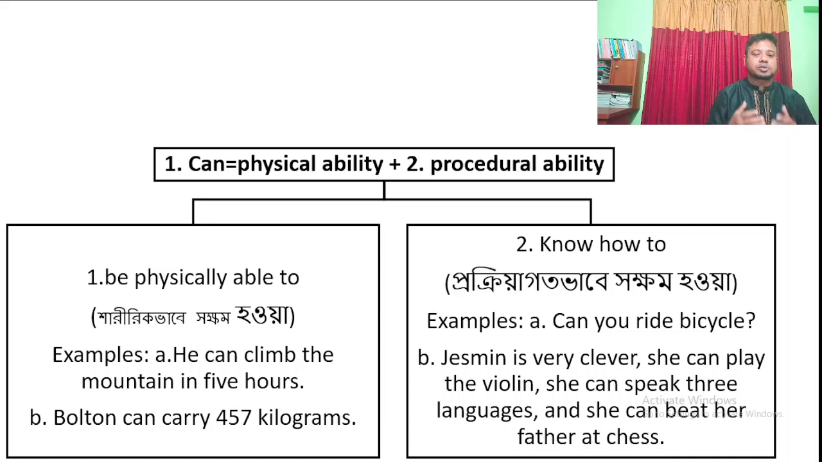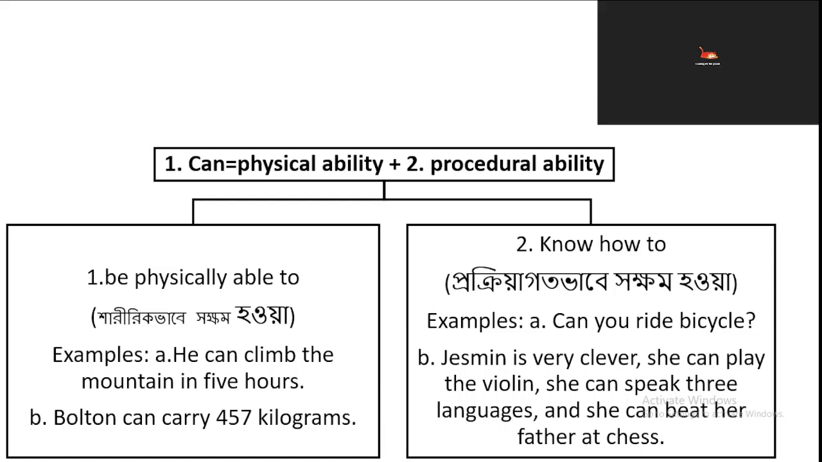If I want to speak any language, I need to know the process of speaking. I need to know the procedure of speaking. I need to know the rules and regulations of speaking. Then it will be possible for me or for anybody to speak the language. What I mean to say is that here too can refers to procedural ability. Can refers simply to processes, systems, rules and regulations.